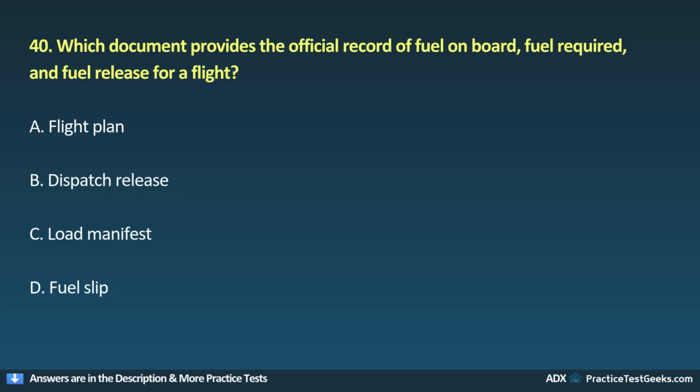40. Which document provides the official record of fuel on board, fuel required, and fuel release for a flight? A. Flight plan. B. Dispatch release. C. Load manifest. D. Fuel slip.